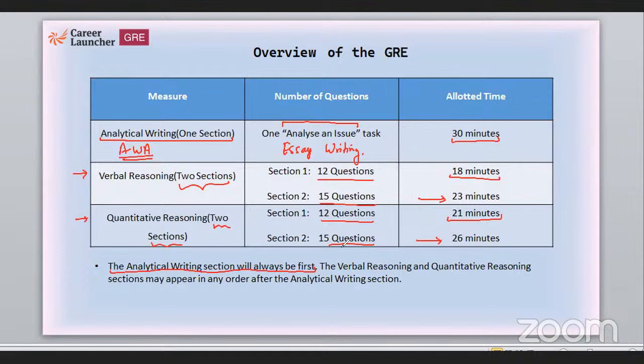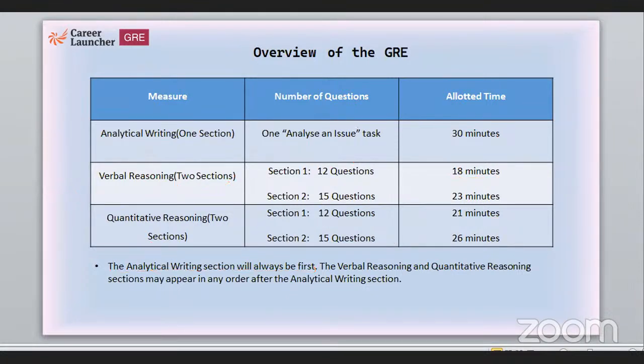Okay. Now these four sections, which are two quant and two verbal, can come up in any order after the AWA section. And after AWA and two more sections, you'll be allowed to take a 10 minutes break. You can always take a 10 minutes break in between, after three sections, particularly one AWA and then one verbal and one quant, or two verbal or two quant, that way.